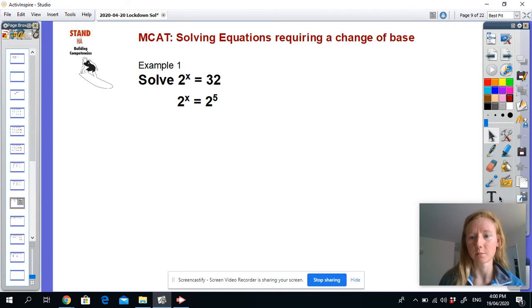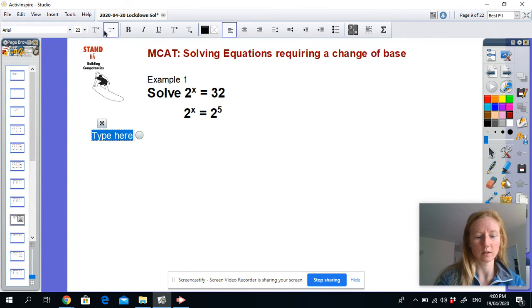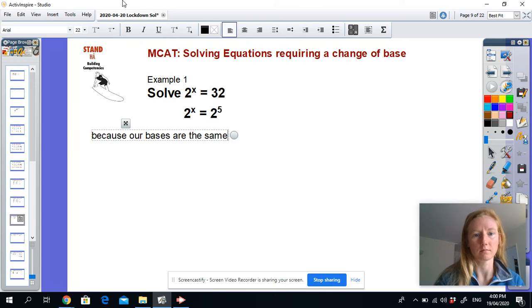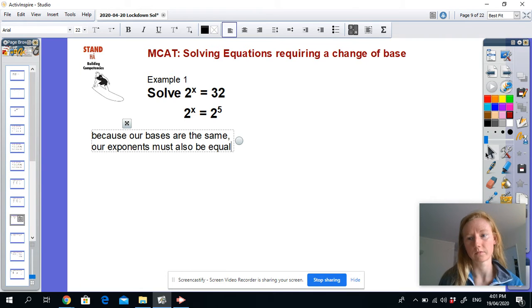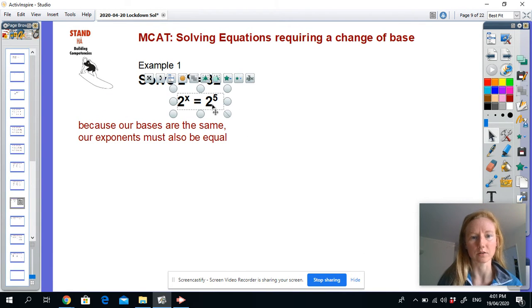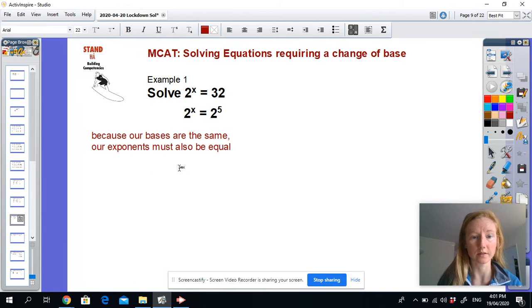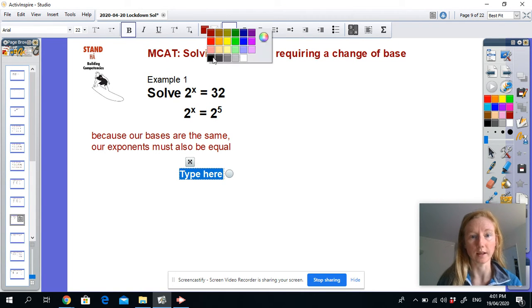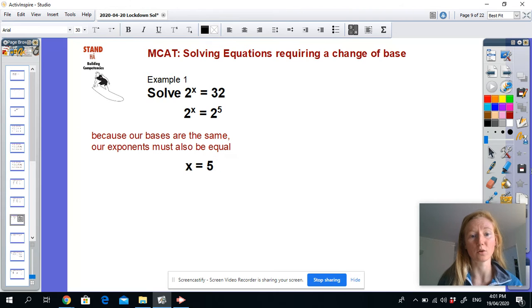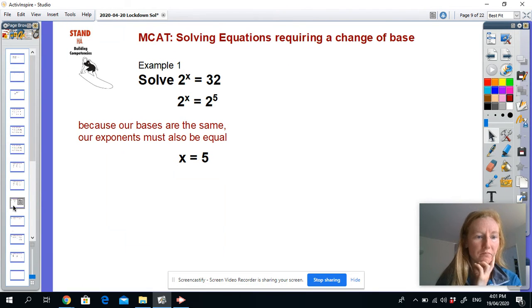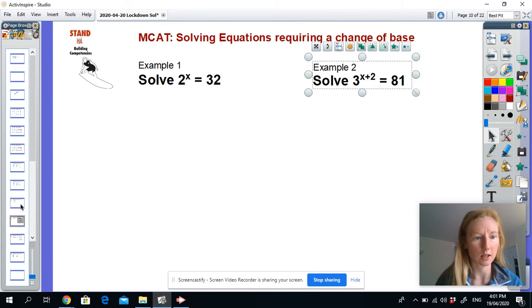Okay. Now here, make a little note of this, because our bases are the same, our exponents must also be equal. And because of that, what that allows us to do is to now remove the base and just be left with x is equal to 5. So we have solved that by simply changing the base so that they are the same. If they both have base 2, then x must be the same as 5. Okay, so that's a simple version, or the first way that we can start to build our knowledge of requiring this base change. Now we'll look at example 2.